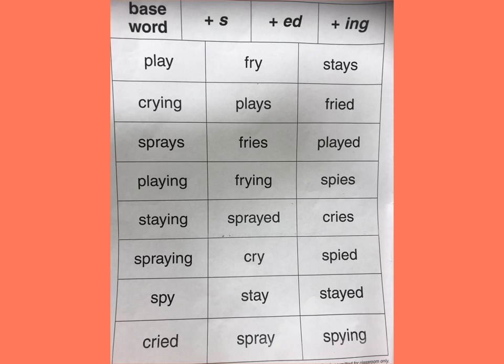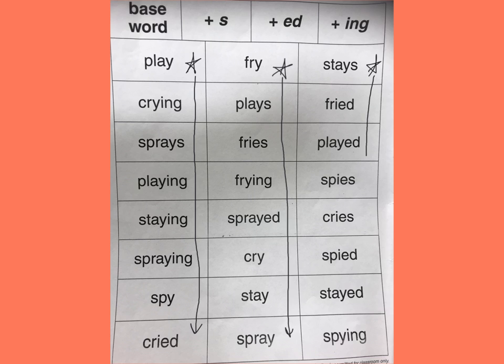This week you're going to be working with inflected endings with words that end with a Y. So let's go ahead and read our list. We have play, crying, sprays, playing, staying, spraying, spy, cried. Then we have fry, plays, fries, frying, sprayed, cry, stay, spray. Then we have stays, fried, played, spies, cries, spied, stayed, spying.